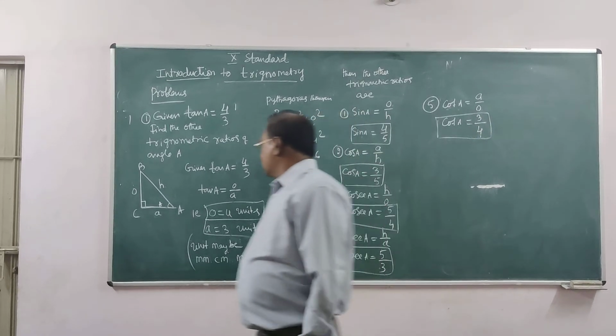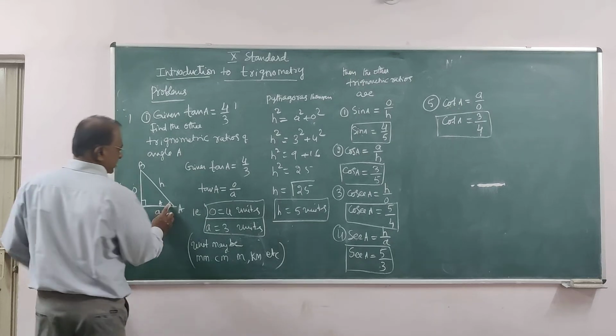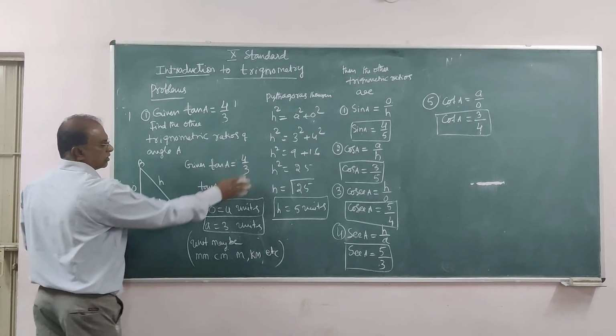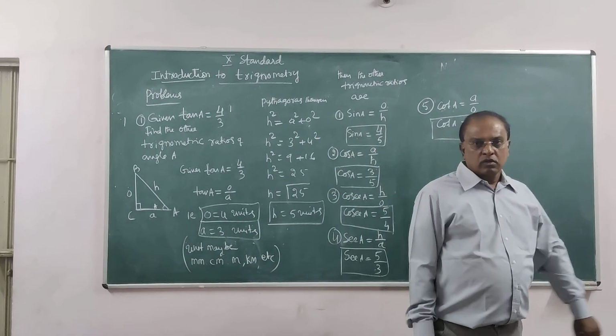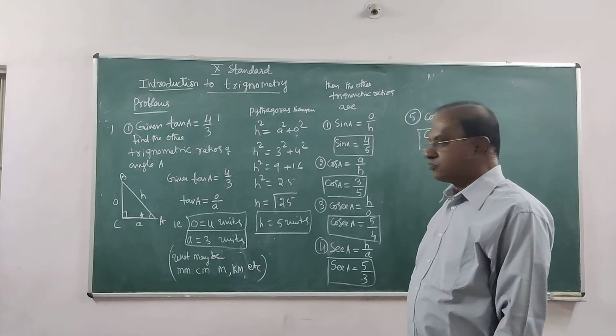Look at these units. The trigonometric ratio of tan A is 4 by 3, given. The other trigonometric ratios can be evaluated like this. This is how we can solve the problems.